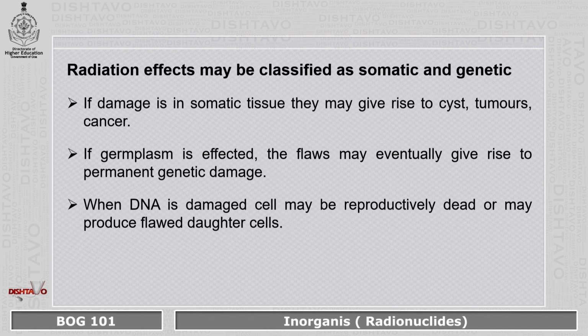If the damage is in somatic tissue, that is vegetative tissue, they may give rise to cysts, tumors, cancers. If germplasm is affected, the flaws may eventually give rise to permanent genetic damage. When DNA is damaged, the cell may be reproductively either dead or may produce flawed daughter cells, causing carcinogenesis.